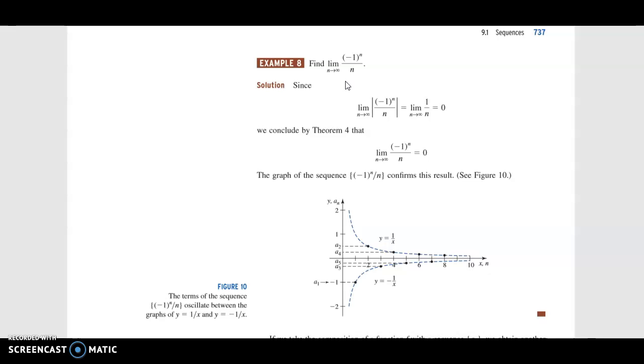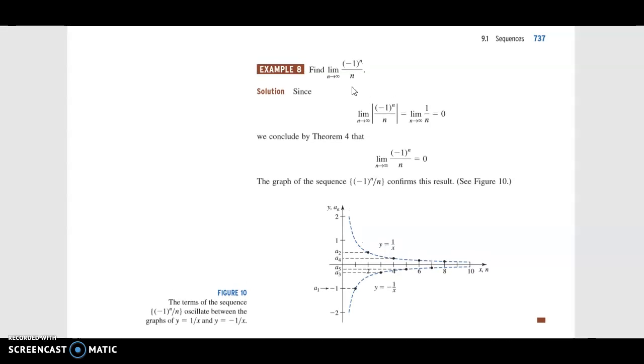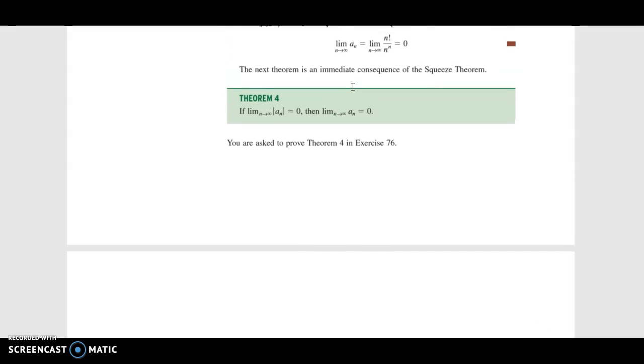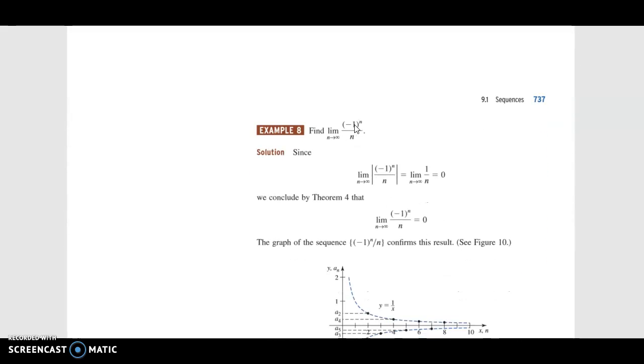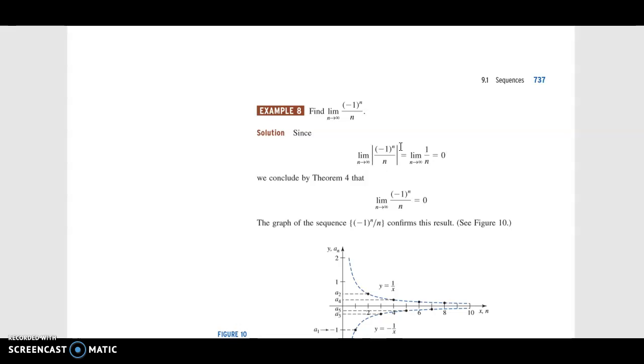Next, find the limit as n tends to infinity of (-1)^n by n. Using the previous theorem, we can do this. What was the theorem? If the limit as n tends to infinity of |a_n| equals 0, then the limit as n tends to infinity of a_n equals 0. So this is equal to the limit as n tends to infinity of 1 by n, which is equal to 0.